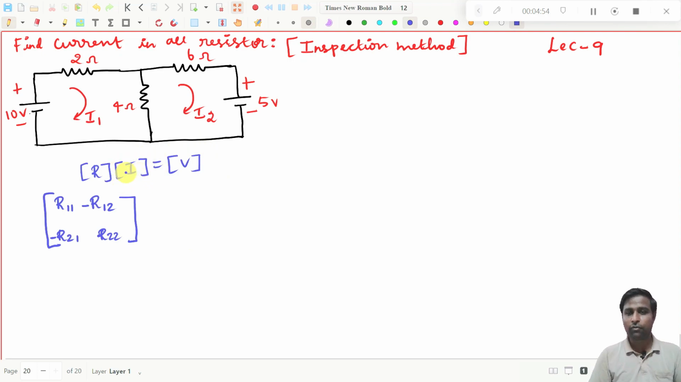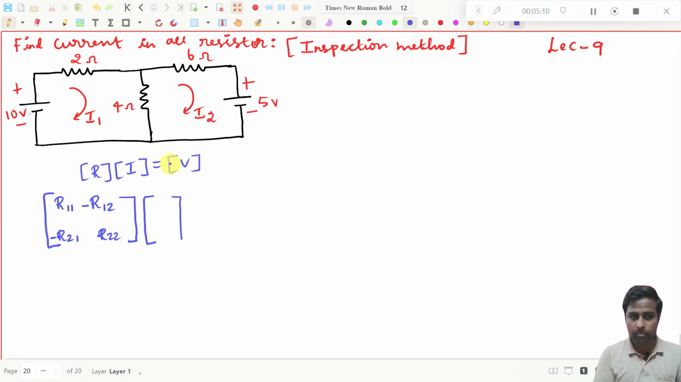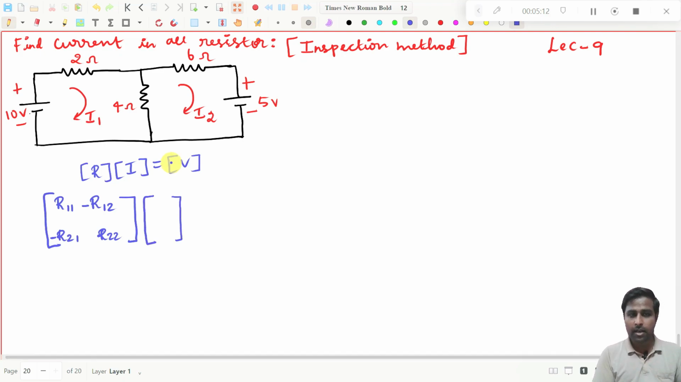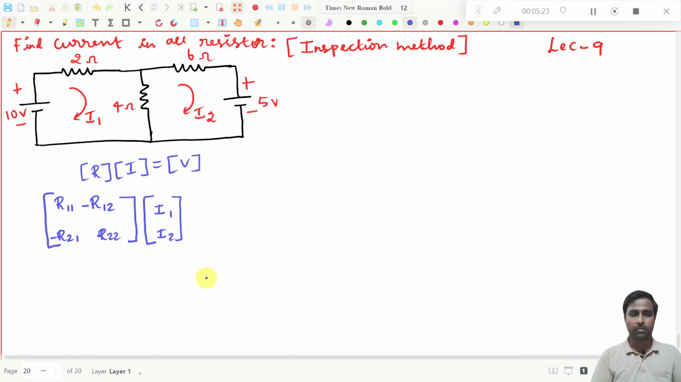Now we have to go for the I matrix. I have told you the I matrix will always be a single column matrix, and the number of rows depends on the number of loops. So this is a single column, and this will be I1 and this should be I2, because I have two loops. If I have three loops, then I will have I3 in the single column. Then this V matrix will be the same.